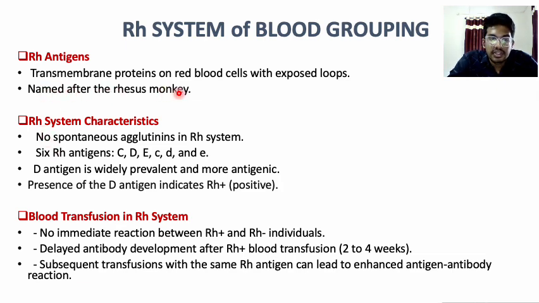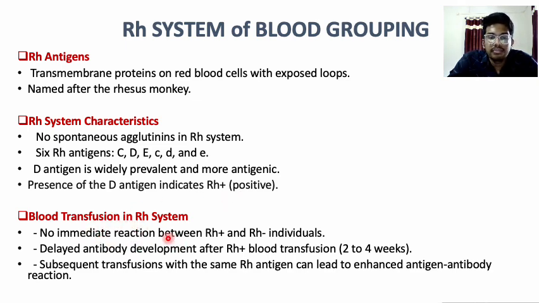This was named after the rhesus monkey. The Rh system has six Rh antigens: C, D, E, small c, small d, and small e. But the D antigen is widely prevalent and more antigenic. So if you have the D antigen, it means that you are Rh positive. Next, blood transfusion in the case of the Rh system.